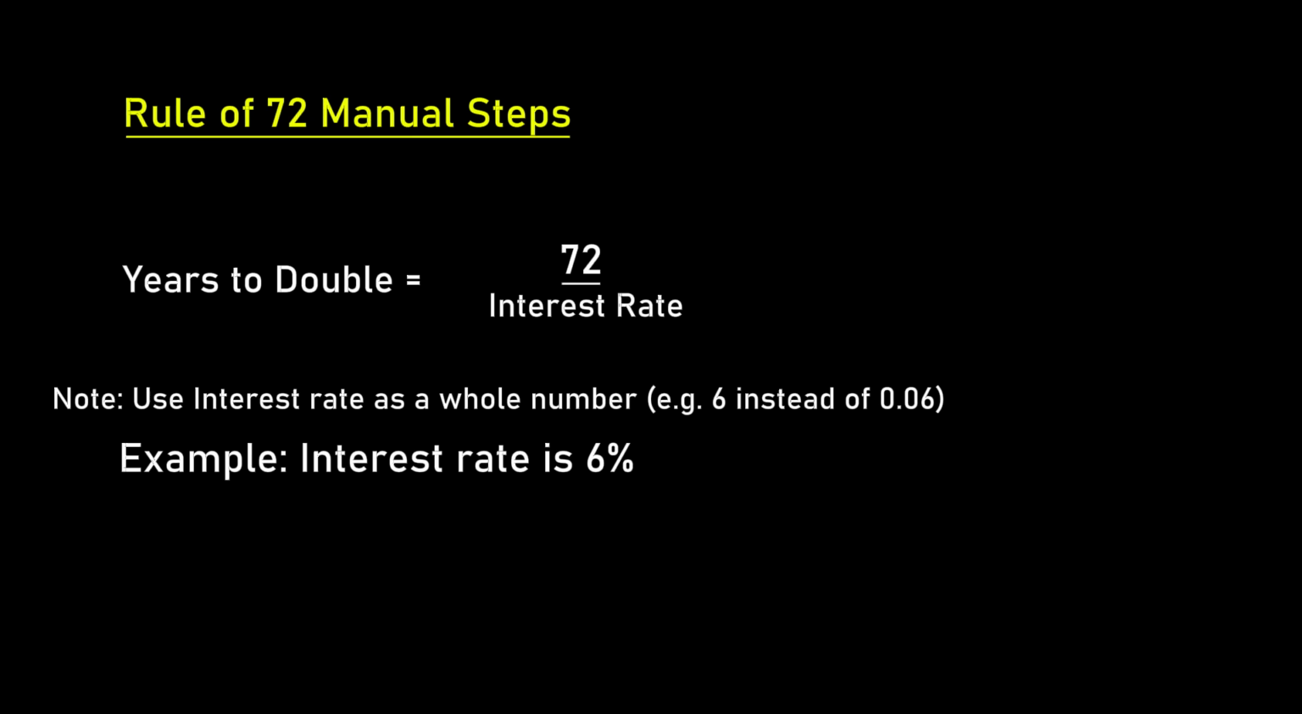Take a moment to think about this. If you have an investment yielding 6% annually, how long would it take to double? Simply divide 72 by 6. The answer is 12. It will take approximately 12 years for your money to double.